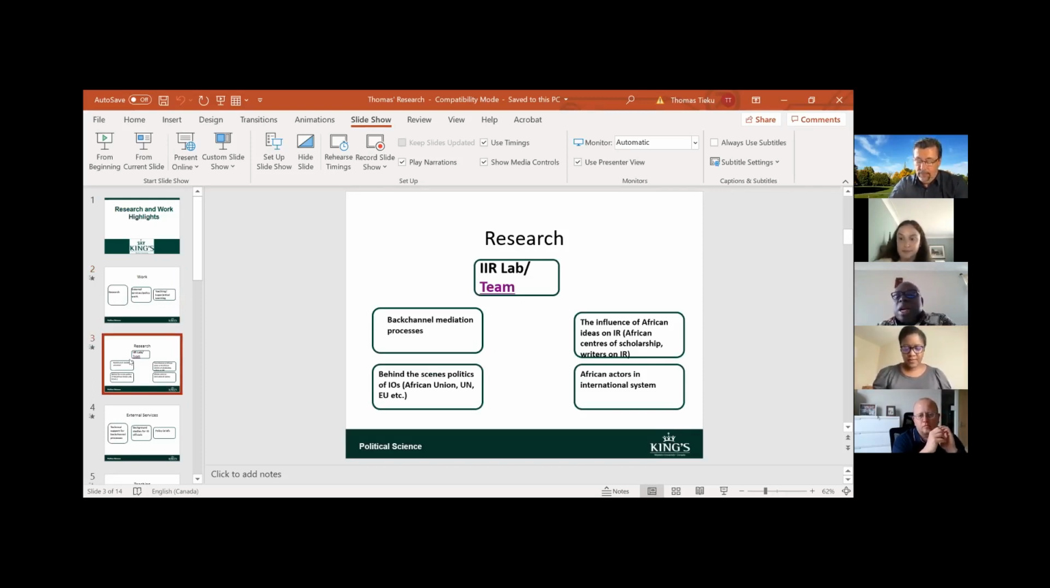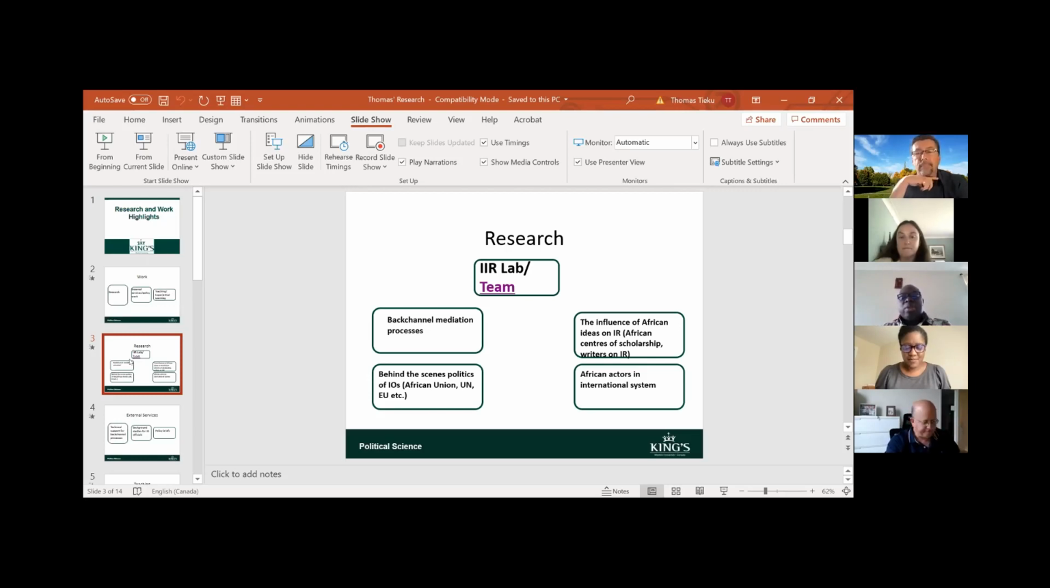comes under the umbrella of a small research lab that I operate from King's University College called the Informal International Relations Laboratory. I'm a political scientist, but my sub-field is international relations. I want to highlight four of such research projects that we've been doing. The team has a small website under my name called thomastieku.com, and I'll show you the link if you're interested in knowing more about this work.